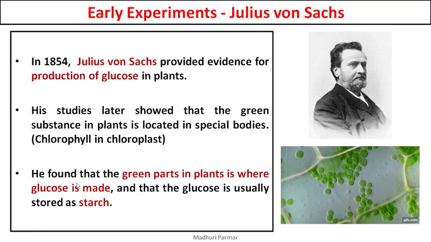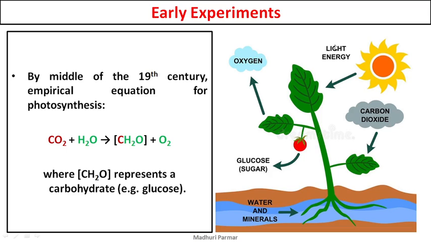He found that the green parts in plants are where glucose is made. He also found out that these are the parts where glucose is actually made, and it is usually stored as starch. He also showed that the glucose which is synthesized in these green parts is stored as starch. And this was the contribution of Julius von Sachs.